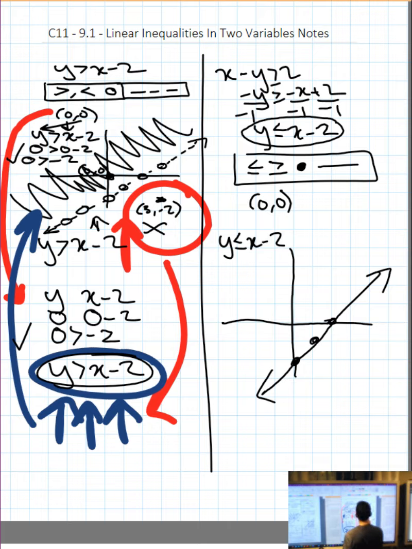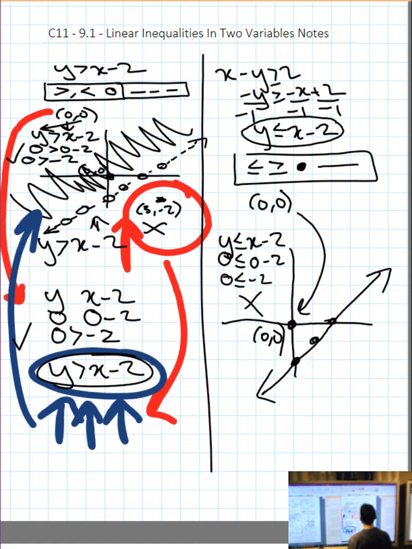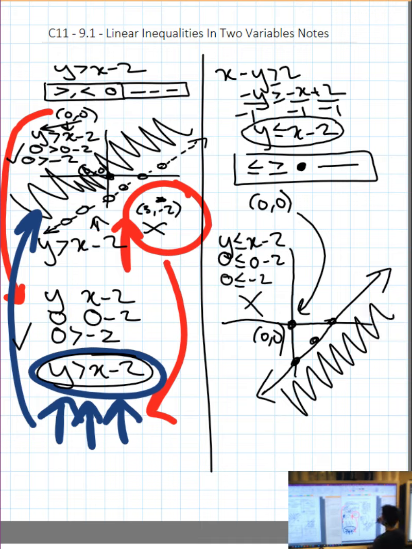Substitute 0 in for x and 0 in for y. 0 is less than or equal to 0 minus 2. Combine like terms on the right-hand side. 0 is less than or equal to 0 minus 2, which is -2. Now, is 0 less than -2? Is 0 to the left of -2 on the number line? No. So gigantic X, and because we did the 0, 0 test, and because 0, 0 is right here, and the test was wrong, we shade not the 0, 0 side.